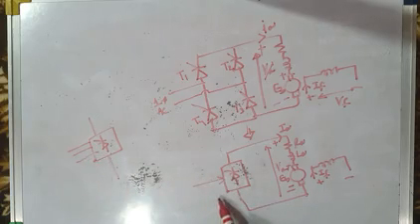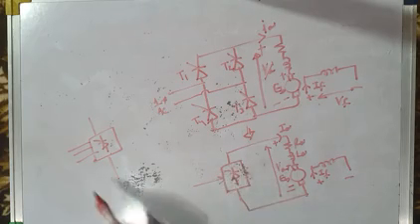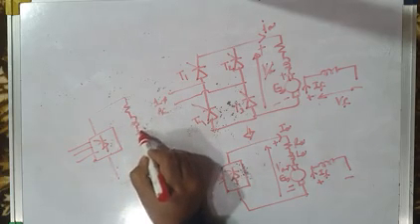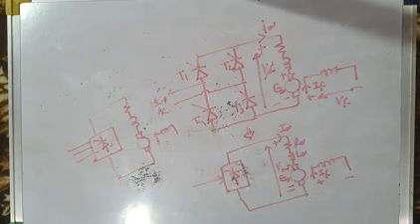A single phase full converter is symbolically shown like this, and a 3-phase full converter is symbolically shown like this. And then again we may have a DC motor as a load, and this is how we symbolically show it.